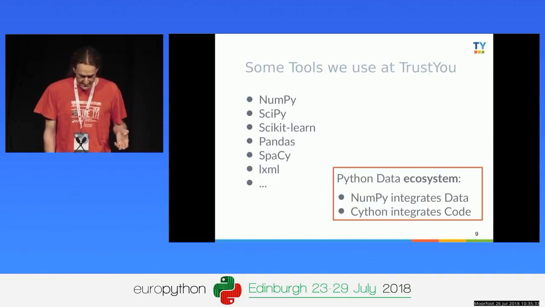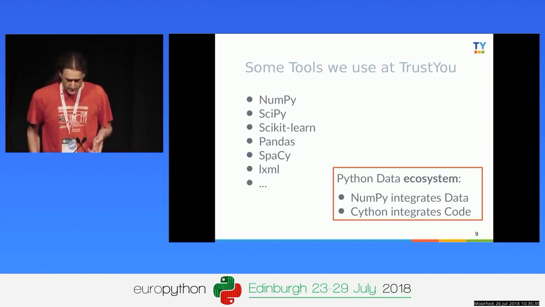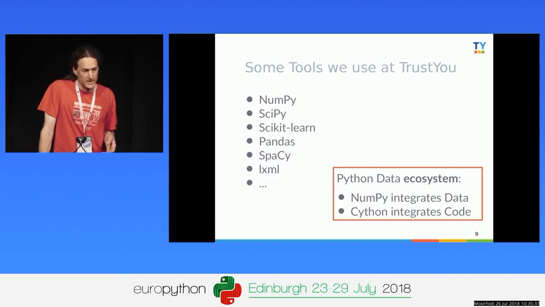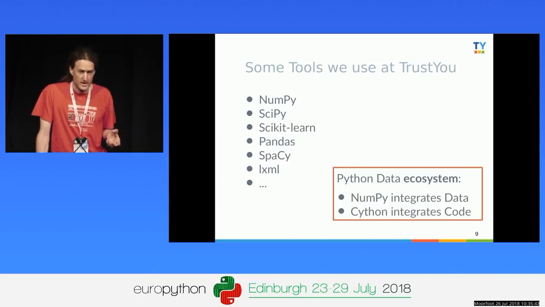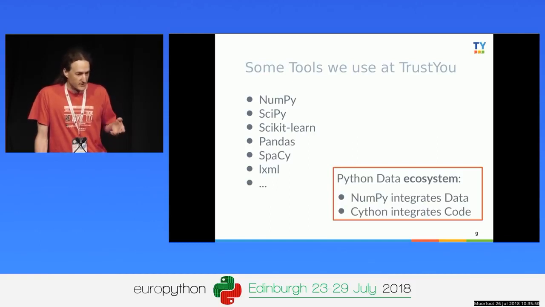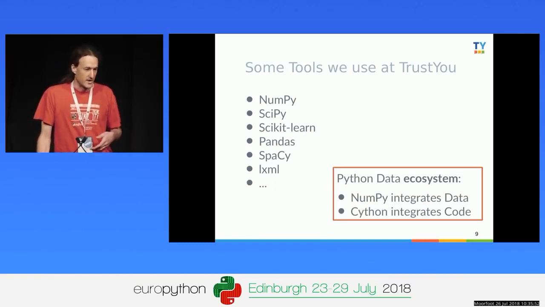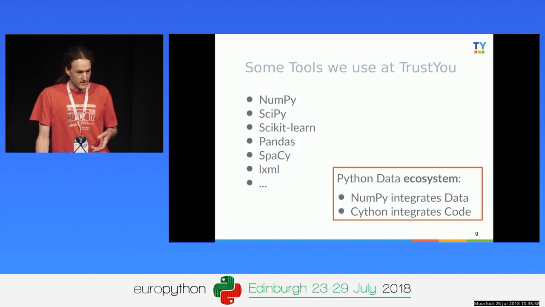So NumPy integrates the data layer, and you can say that Cython is the way to integrate the code layer, because what does Cython give you? It allows you to talk to native code. It allows you to use all these tons of native libraries, C libraries, Fortran libraries out there, connect them to Python, use them from Python, integrate these libraries from your Python runtime. Okay? So when NumPy integrates the data, Cython integrates the code.